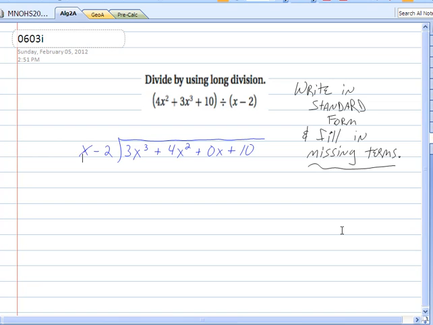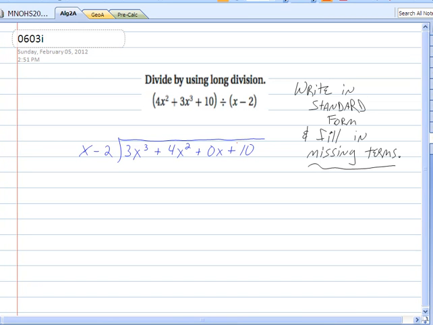First of all, what you want to do is make sure that you write the polynomial in standard form. You can see here I have 4x squared plus 3x cubed plus 10. I want that 3x cubed to go first, and then the 4x squared. And also, if there are any missing terms, we need to fill that in. So here, there's no x term, so I'm going to put a plus 0x plus 10. And I'm going to set it up with x minus 2 over here using the long division sign.